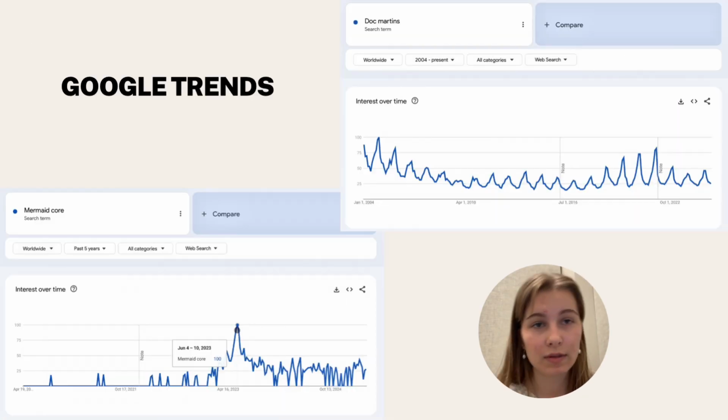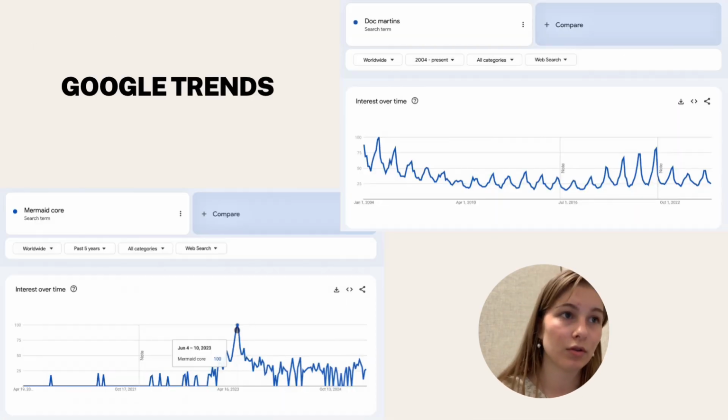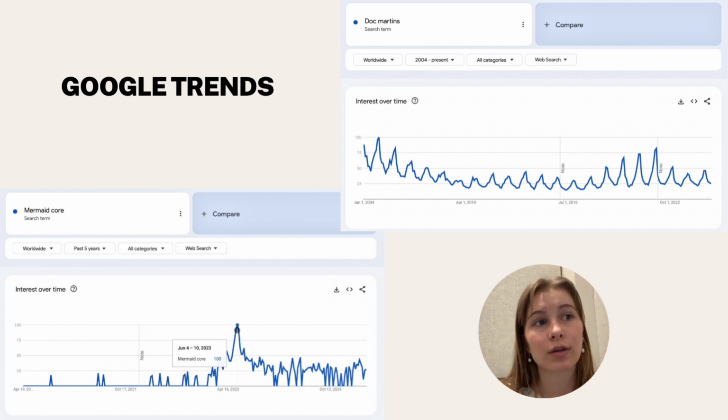To support some of these influences, let's take a look at some Google Trends that I took a look at. The first one that I found was Mermaid Core, which had a spark in interest in 2023 when the new remake of The Little Mermaid was released. And you can see on June 4th to the 10th in 2023, it had its highest peak, which was soon after the movie was released.